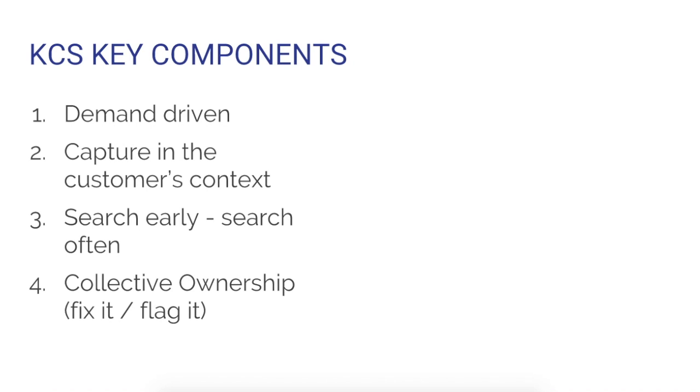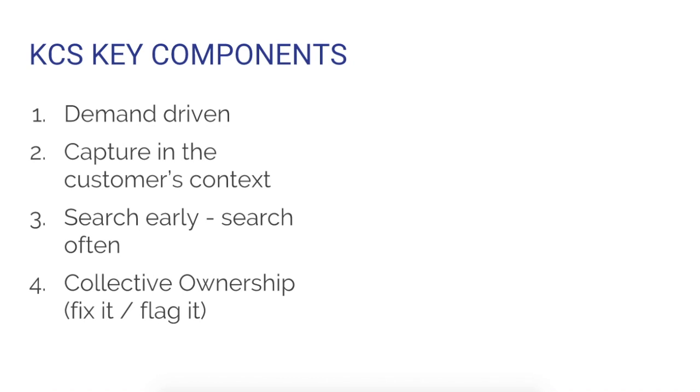A biggie in KCS is the concept of collective ownership. When using an existing article, it is everyone's responsibility to make sure the article is correct. If while using it with a customer or to solve your own problems, you find a mistake or a problem, it's your duty to either fix it if you're allowed to, or flag it with the corrections so that the owner can fix it. Again, this prevents us from constantly going back and fixing articles once a year to make sure that they're updated. Articles are only updated if and when they are used.